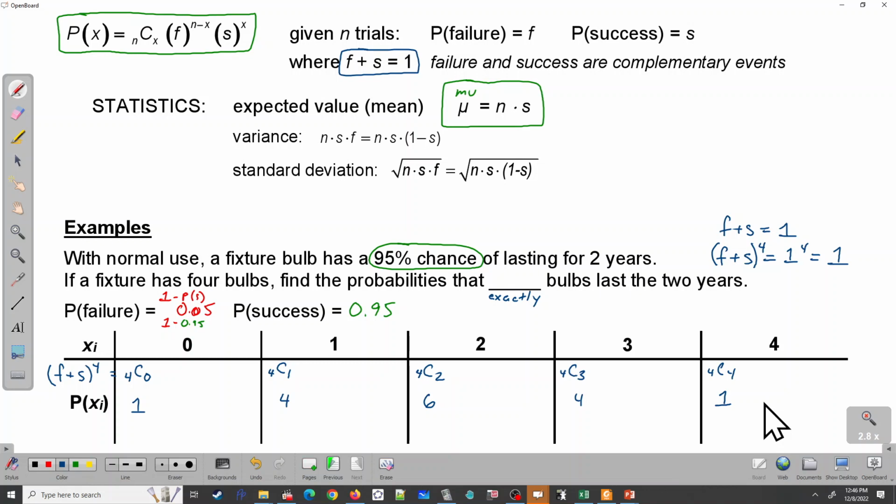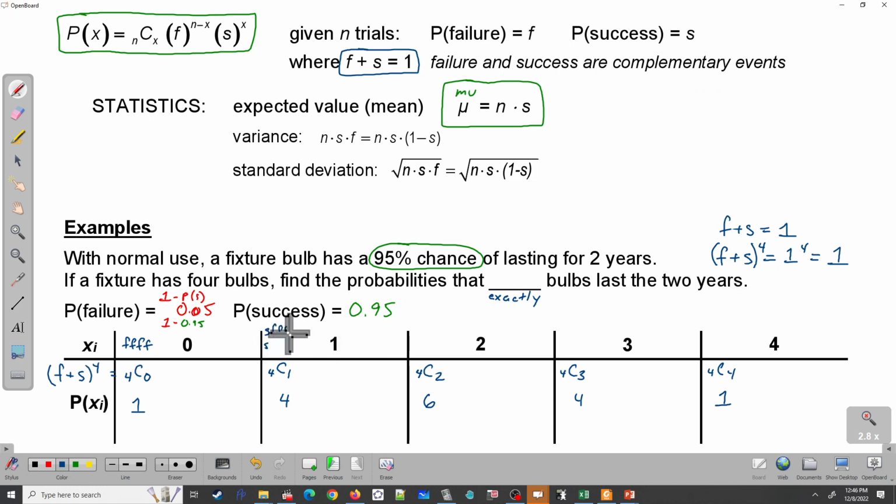Now, the reason this is a big deal is 4C0 tells me the number of ways I can have 0 bulbs correct in the group, or 0 bulbs work, or successful, or however you want to say it. Because in this case, the only way that I can have 0 bulbs be successful is if I have all failures, and I can only write one way. The 4C1, or 4, represents all the different combinations of how I can have 1 bulb be successful and 3 be failures. Maybe the one on the left is the only one that lasts all 2 years.